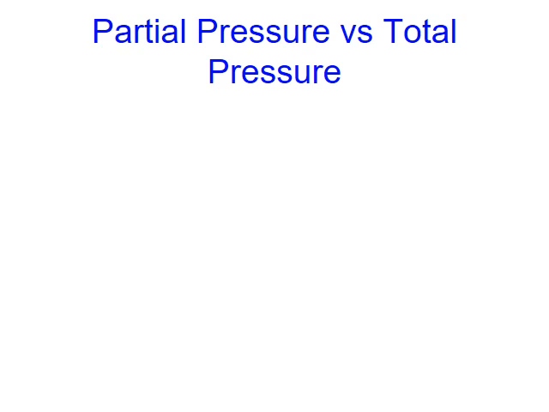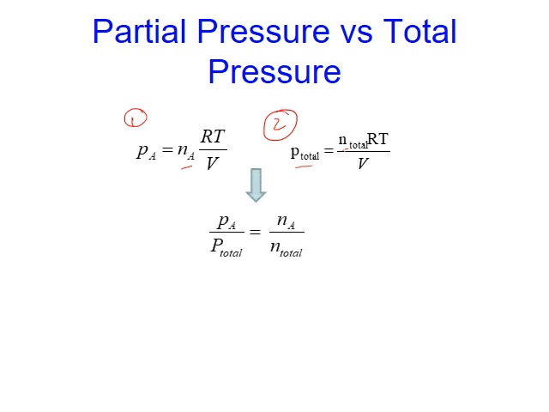When we have a mixture of ideal gases, we can calculate the partial pressure of A using the number of moles of A, and the total pressure using the total number of moles. Take equation 1 divided by equation 2. So the left side is the partial pressure of A divided by the total pressure, and on the right side, the RT over V cancel each other. So you have the number of moles of A divided by the total number of moles. The right side is also called the mole fraction. It tells you the percent of A in the system.